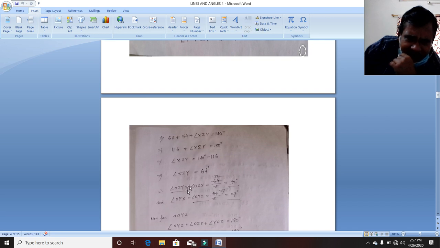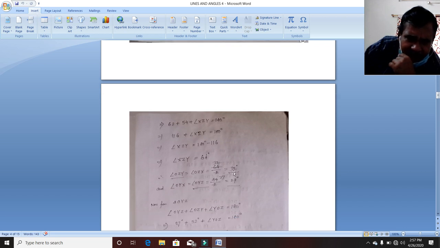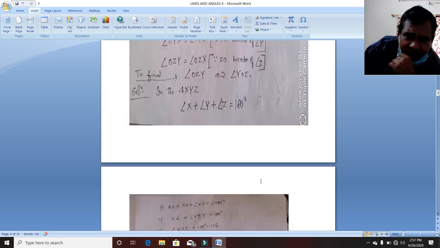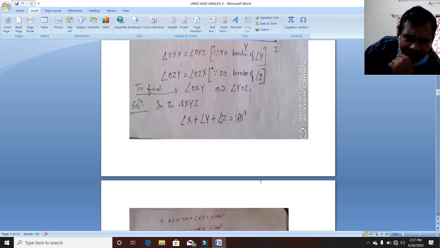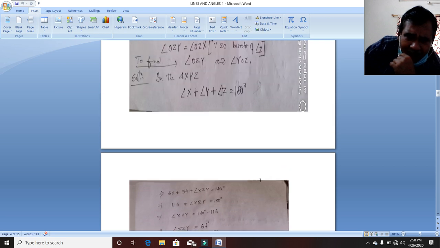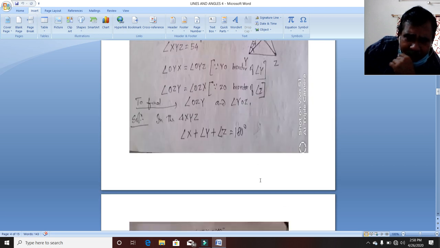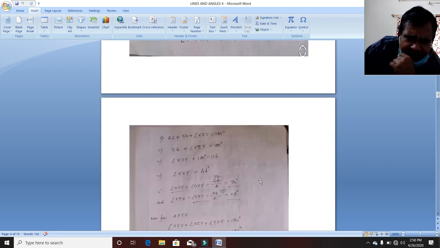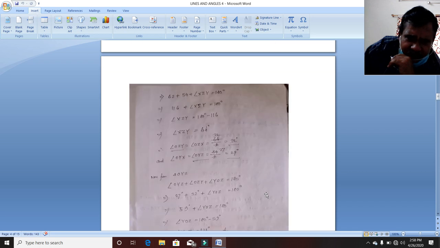As it is a bisector, it will divide it equally, so the measure of each angle will be what? 32 degrees. So I got the value as 32 degrees. Similarly, for the other bisector, OYX, the angle is also divided into two parts, so its value becomes 27 degrees.